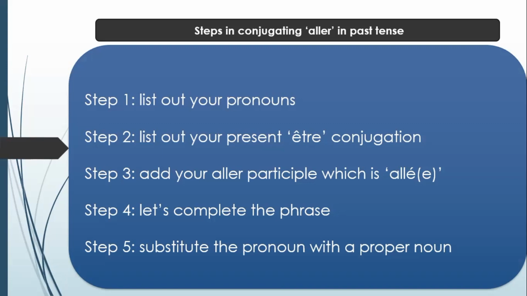And the fourth step is that we're going to complete the phrase, of course, with maybe a noun or a noun phrase, because we are dealing with you going somewhere. And the fifth step is that we are going to substitute our pronoun with a proper noun to have a longer, well-detailed sentence. So let's go with the first step.